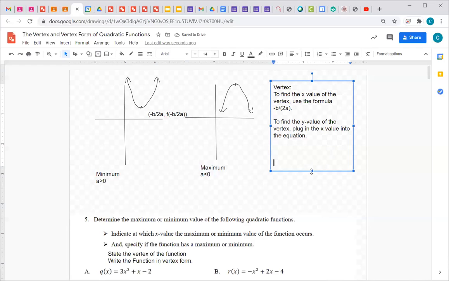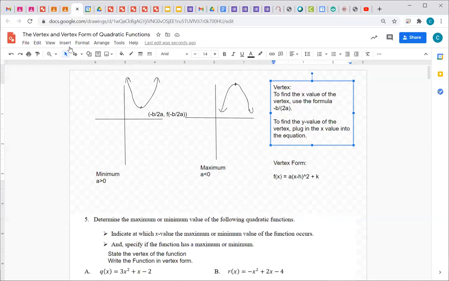So what is the vertex form? It's a way of expressing the function. Vertex form looks like this. f of x equals a times x minus h squared plus k. So, x minus h squared, that's our quadratic part, and then plus k. So we know what a is. The a is the same thing from the standard form.